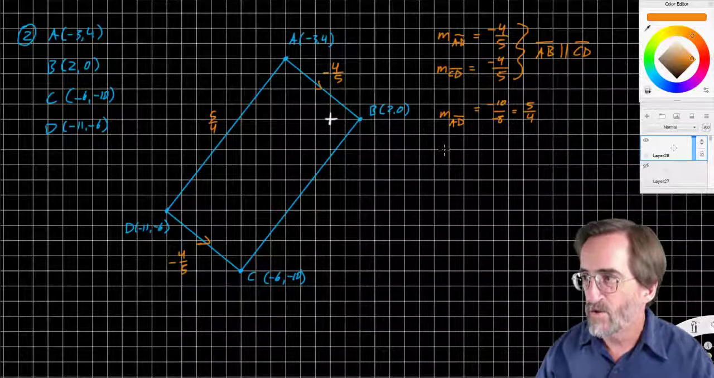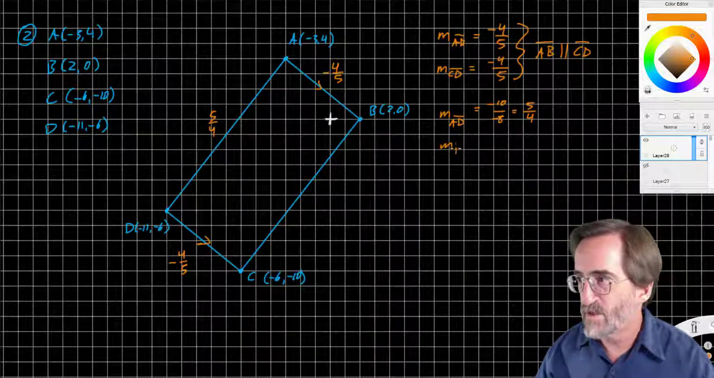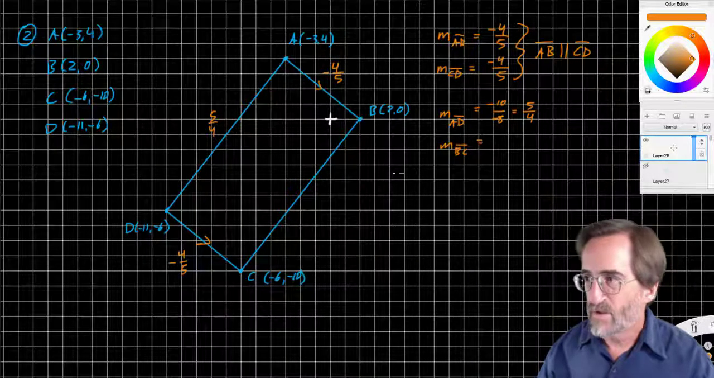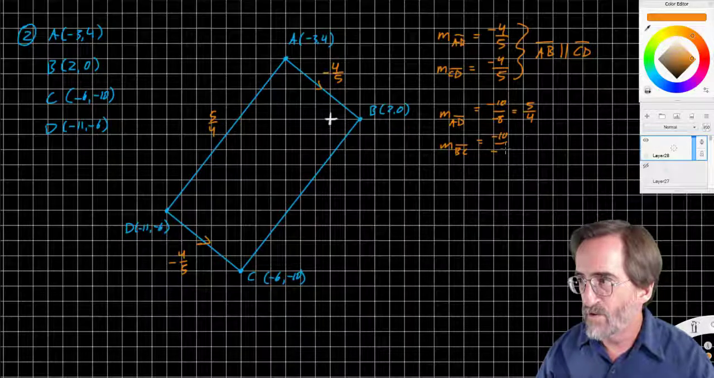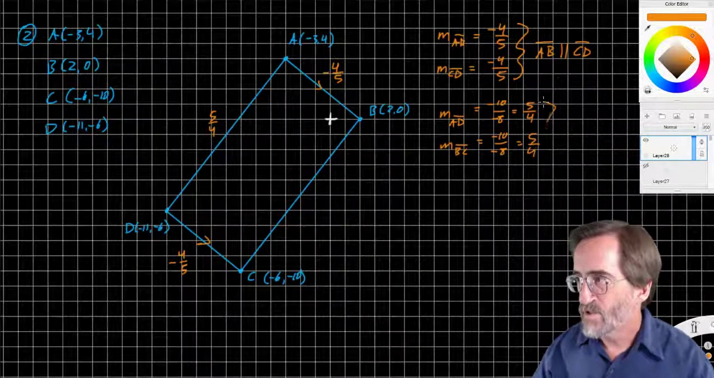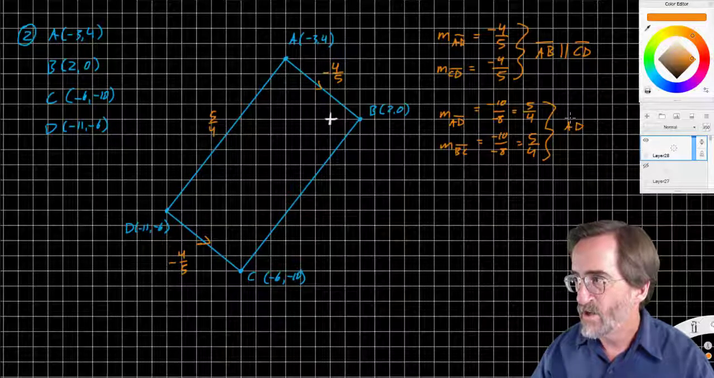The slope of BC is down 10, and from 2 to -6 is down 8. Negative over negative is positive, 5/4. So I know that these two have the same slope, so AD is parallel to BC, so I verified that this is a parallelogram. But is it a rectangle?